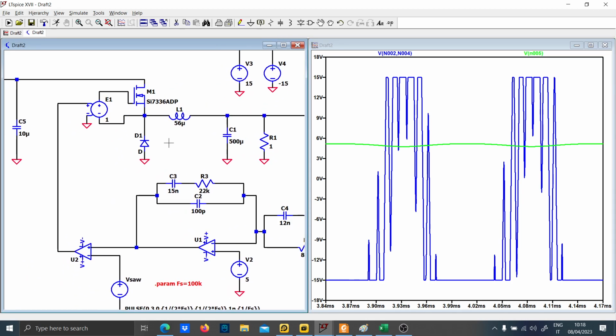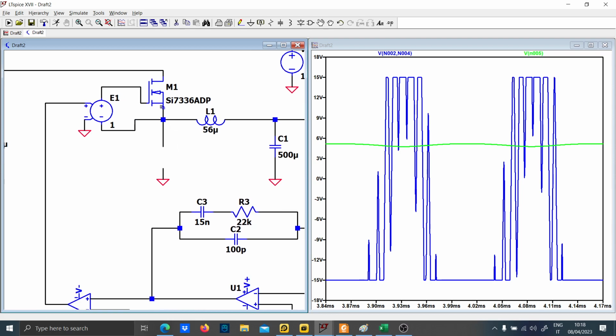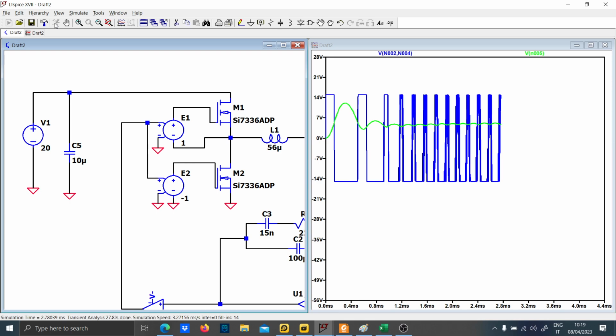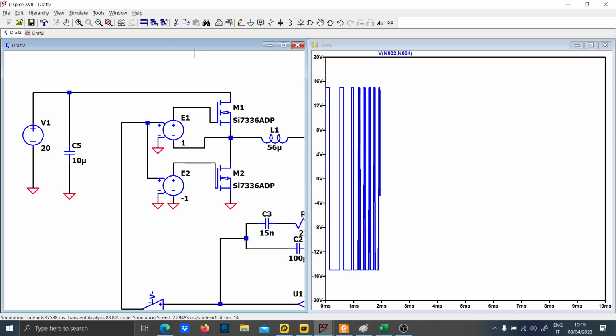So what I would suggest here instead is to use the synchronous configuration. You just put another MOSFET, the same MOSFET here, and you put the same PWM, but with -1. Now let's run the simulation again. Oh, now it makes more sense.